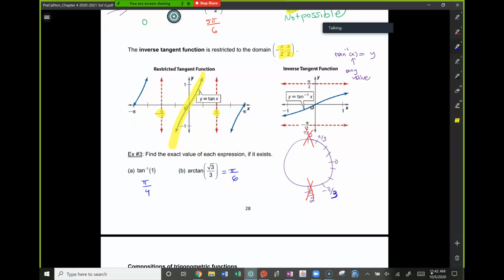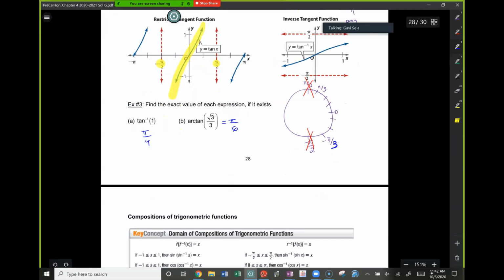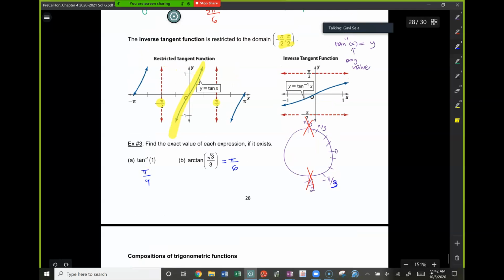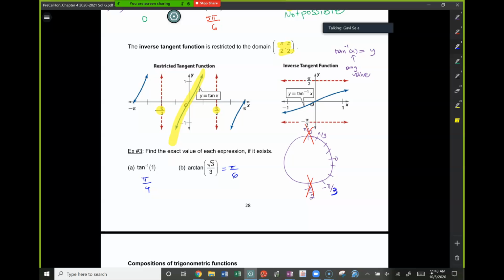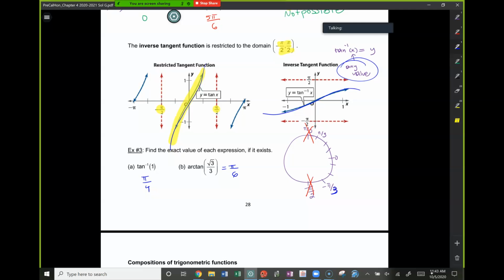Is there no range? Because I see in the inverse tangent graph there aren't line segments, there's no dots, there's just arrows that come off. Yeah, that's why I said here it could take on any value. Because you see how the range used to be all real numbers for tangent? Now the domain of the inverse tangent is all real numbers.